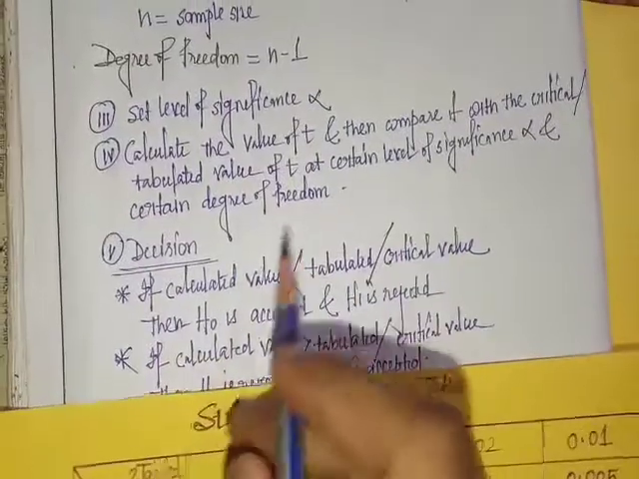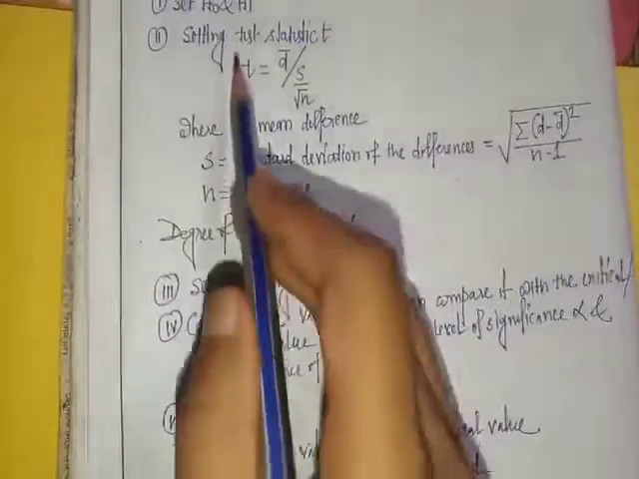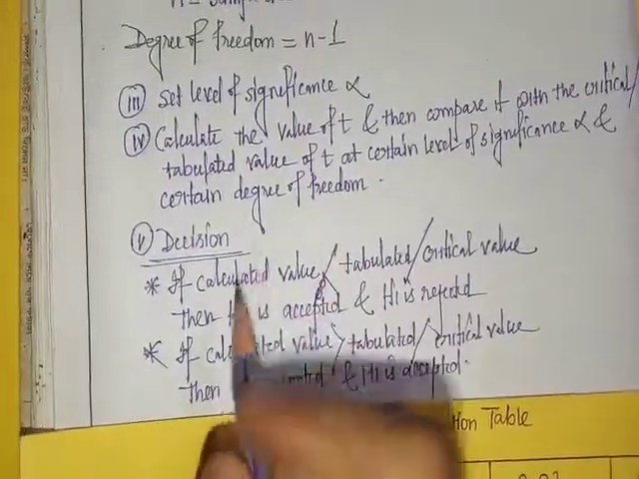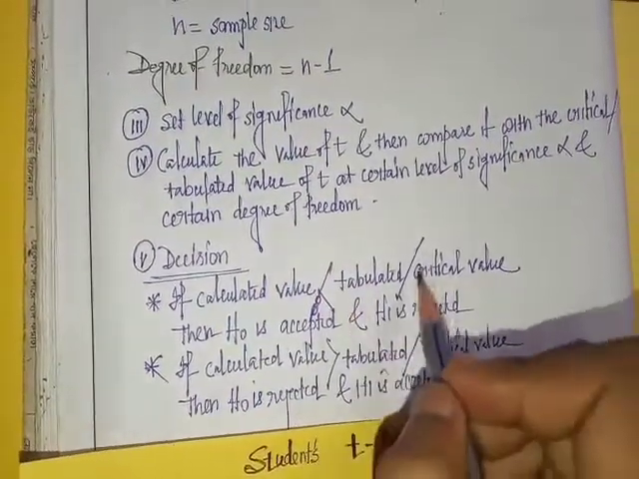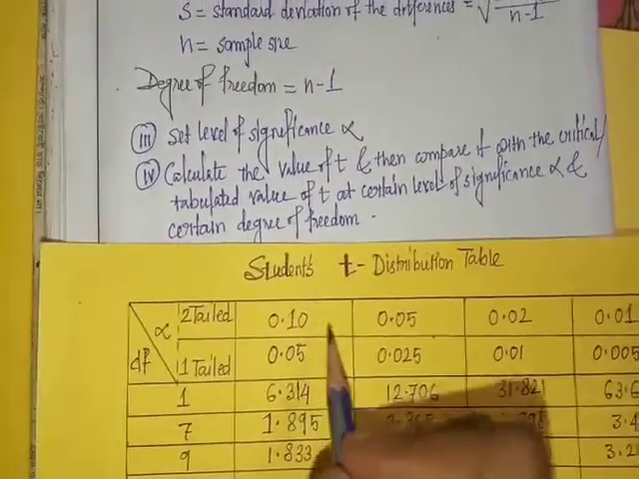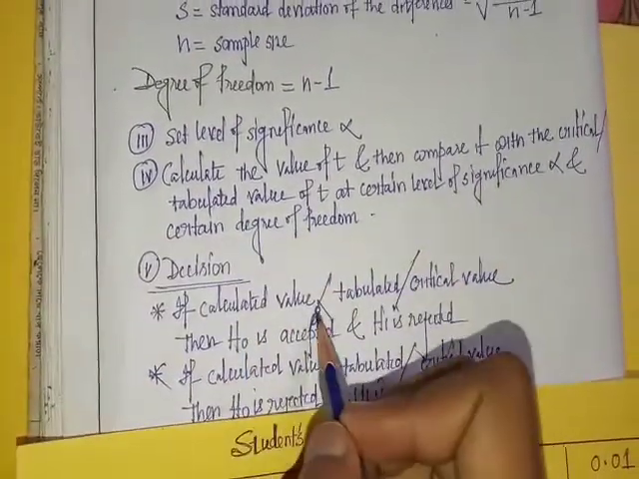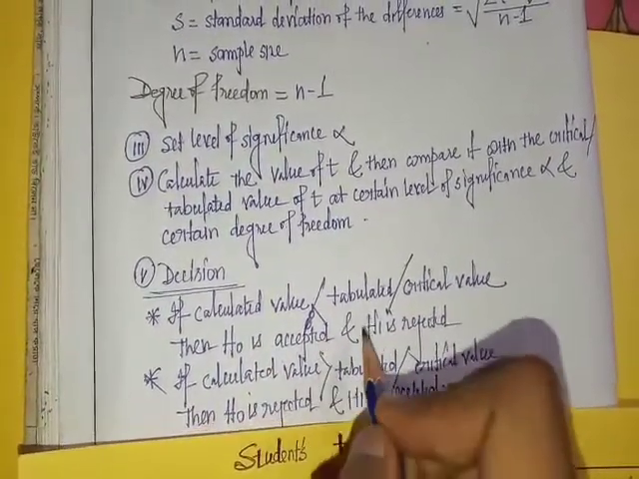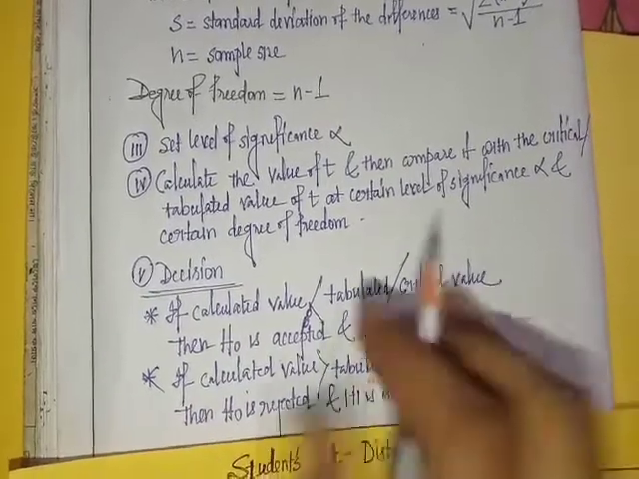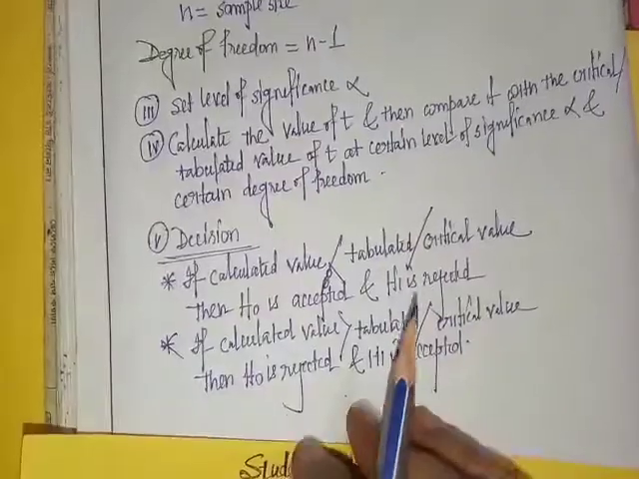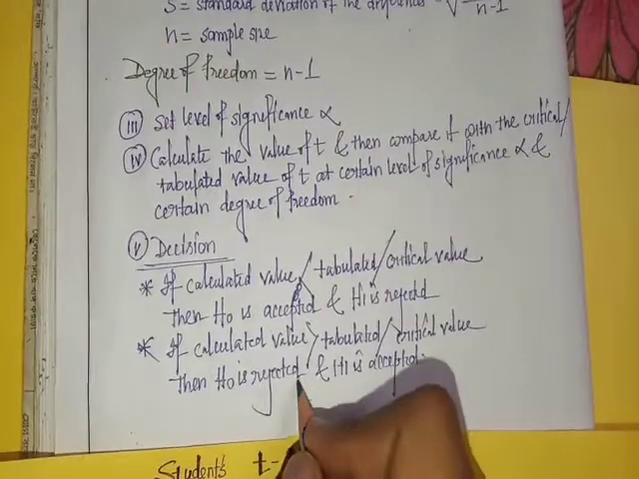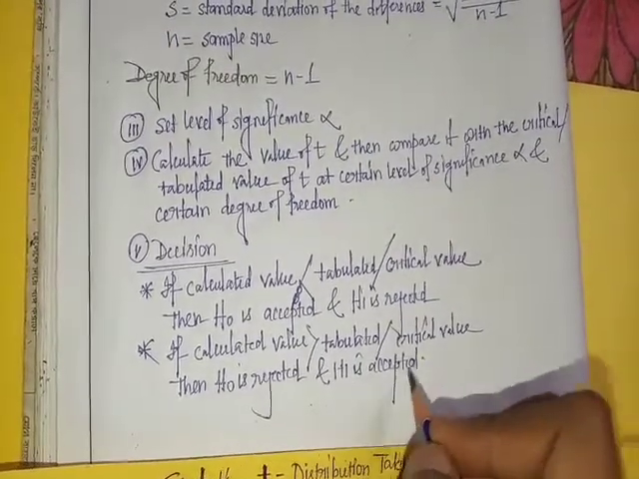Next, decision. If the calculated value is less than the tabulated or critical value, then the null hypothesis is accepted, that is H0 is accepted, and the alternative hypothesis is rejected. If the calculated value is greater than the tabulated value, then the null hypothesis is rejected and the alternative hypothesis is accepted.